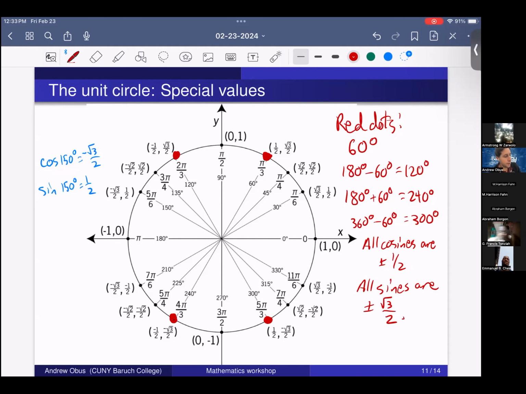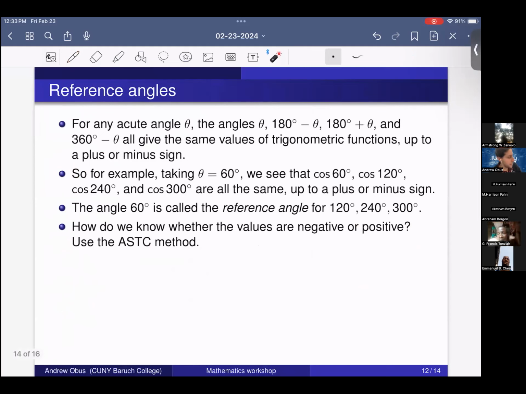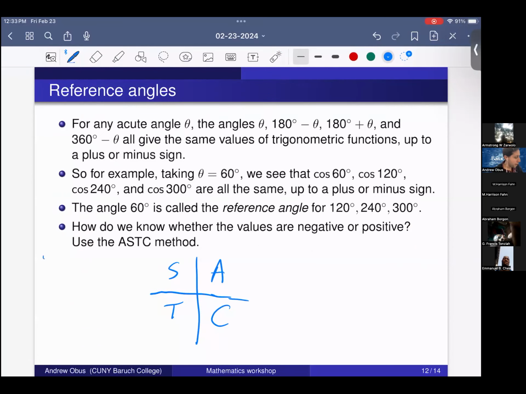Okay. And so just back to the slide, the last thing we'll say today: how do we know whether the values are negative or positive? Well, we use what's called the ASTC method. So what you do is you label every quadrant going counterclockwise as ASTC. And you can come up with your favorite mnemonic. The one I learned was all students take calculus. If you have something that you like better, you can use that to remember. But that's how I know ASTC.